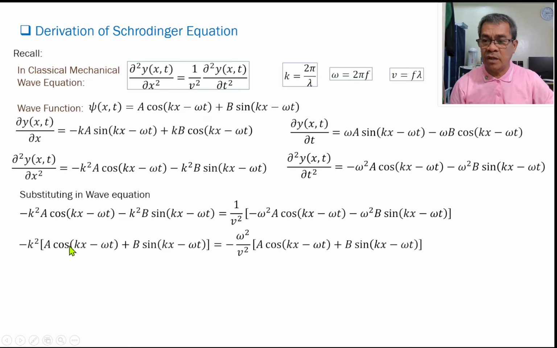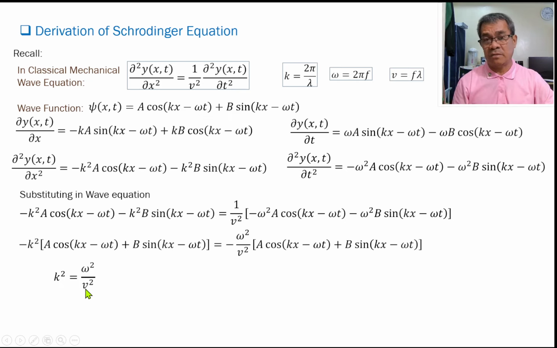So what we have now is A cosine kx minus omega t plus B sine kx minus omega t. Take note, this is our wave function, and this one is also the wave function, meaning we can cancel this out. So we can remove that. What is left is negative and negative becomes plus. So the resulting equation becomes k squared is equal to omega squared over v squared.